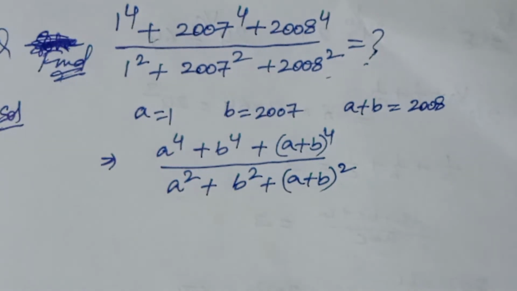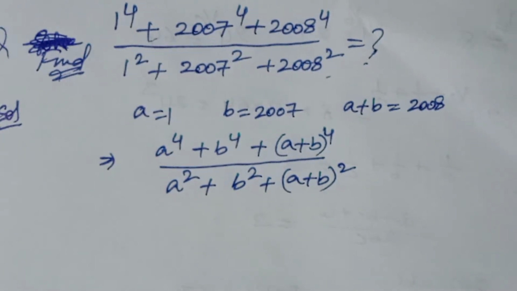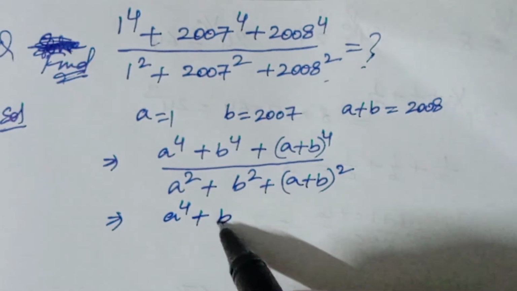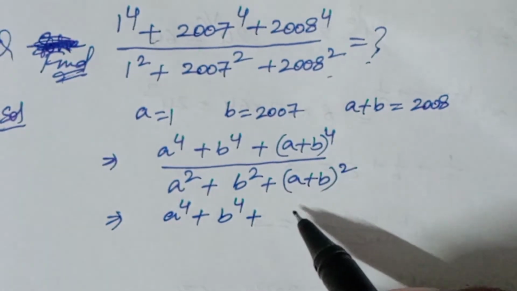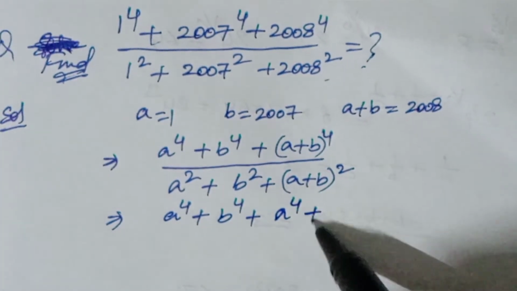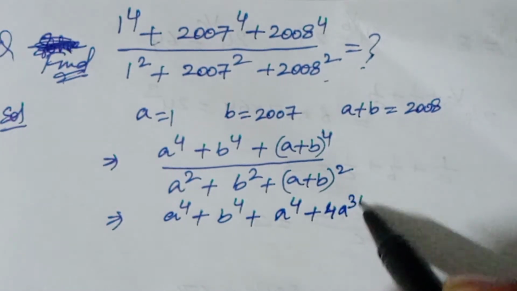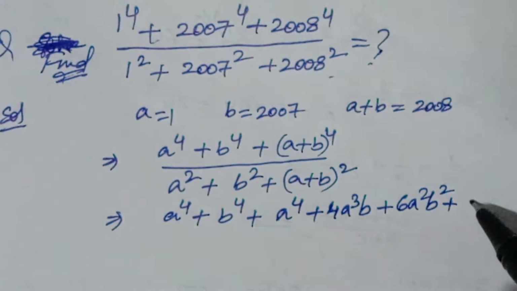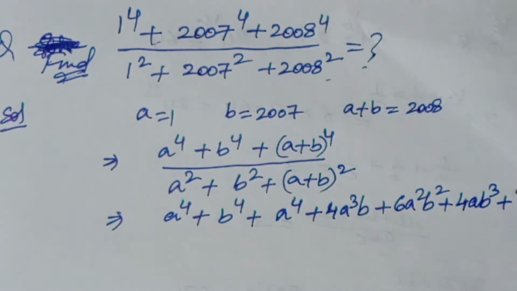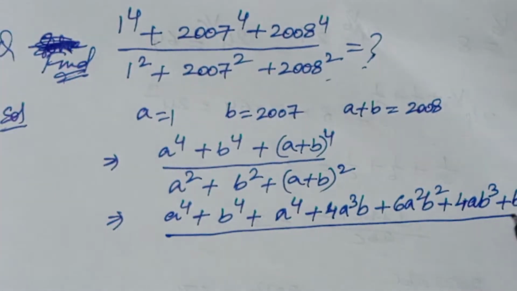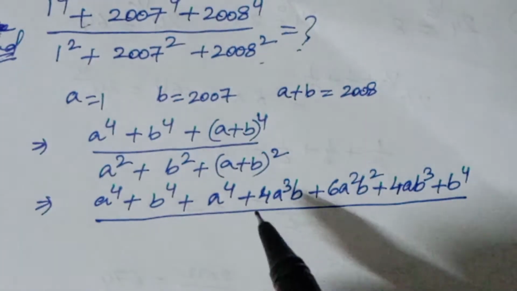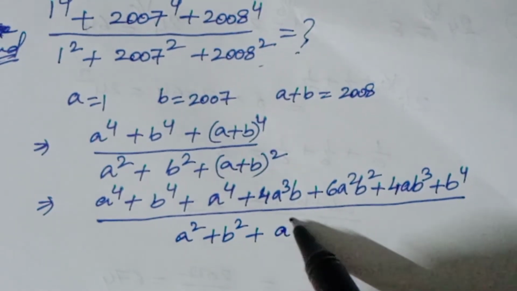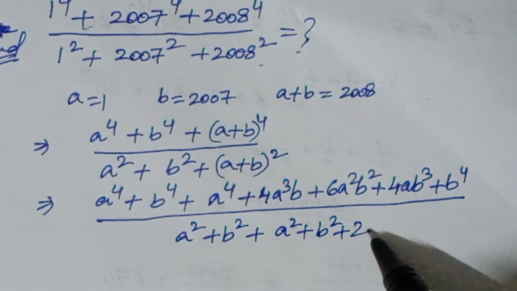So here, (a plus b) whole square. If you expand a to the power of 4 plus b to the power of 4 plus (a plus b) to the power of 4, it follows: a power 4 plus 4a cube b plus 6a square b square plus 4ab cube plus b power 4, divided by, what will we get, a square plus b square plus a square plus b square plus 2ab.